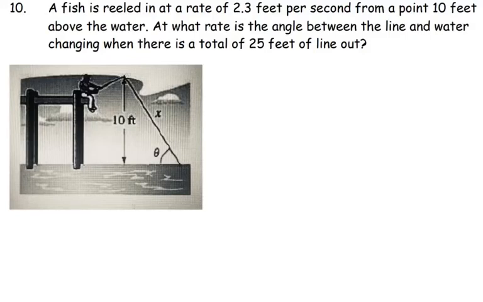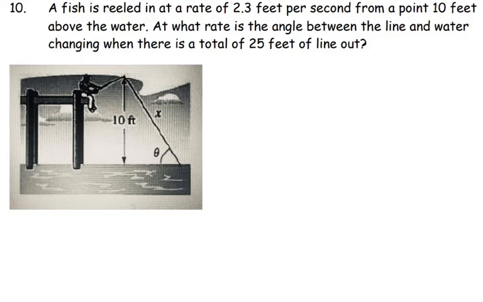In this question from the AP Calculus exam, they say a fish is reeled in at a rate of 2.3 feet per second from a point 10 feet above the water, as shown in the picture. At what rate is the angle between the line and water changing when there is a total of 25 feet of the line out?